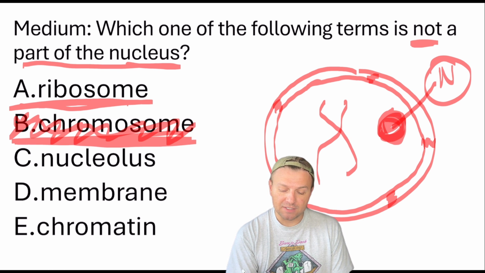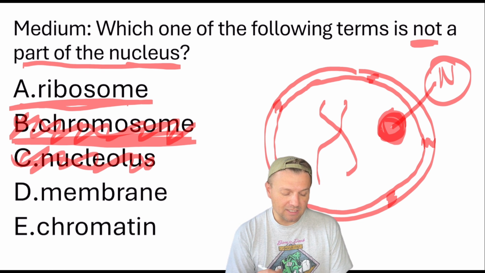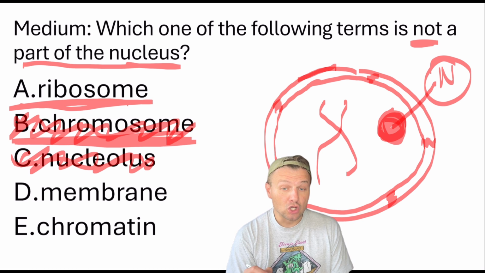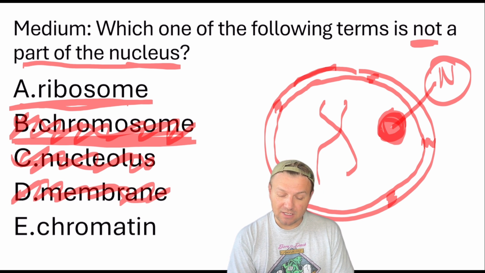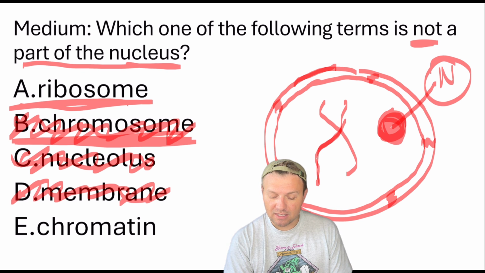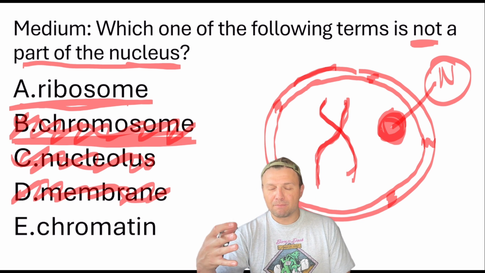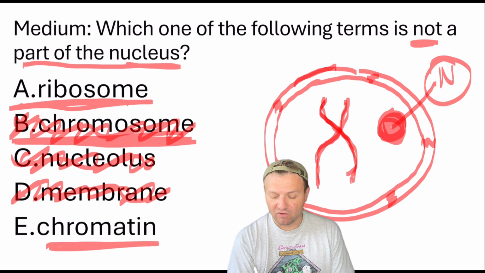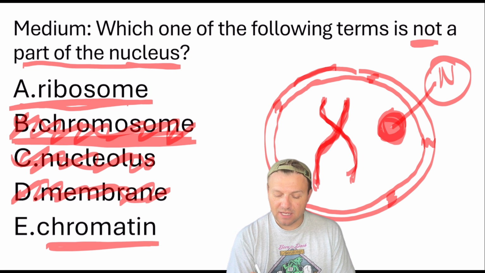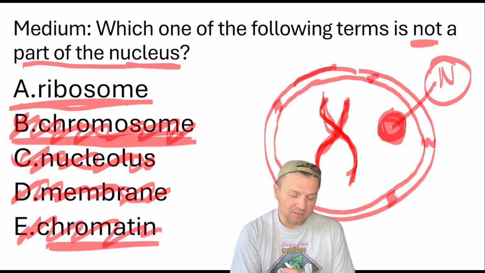C, nucleolus. We already talked about that. That makes our RNA. That's going to be in the nucleus. It's not our answer. D, membrane. Well, I already talked how there's actually 2 membranes that surround the nucleus, so D is not the answer. And then E, chromatin. Chromatin is the structure that's going to make up the chromosomes. DNA is going to fold into or kind of be packaged into this chromatin form, and then it's going to, again, get packaged further into these X-style chromosomes. So that is obviously in the nucleus, which means E is not the answer.